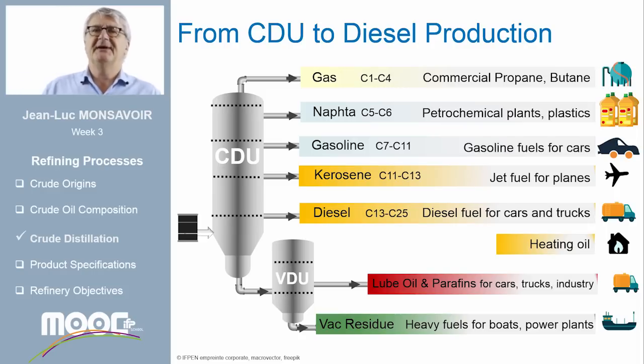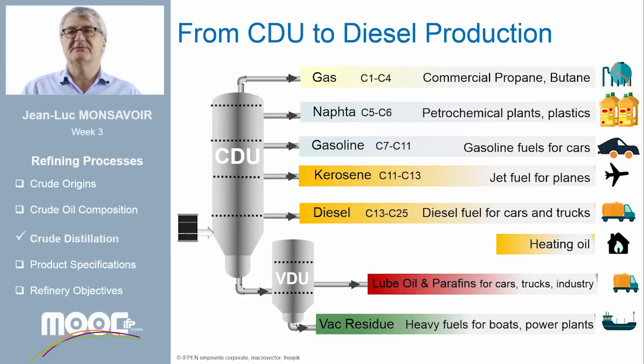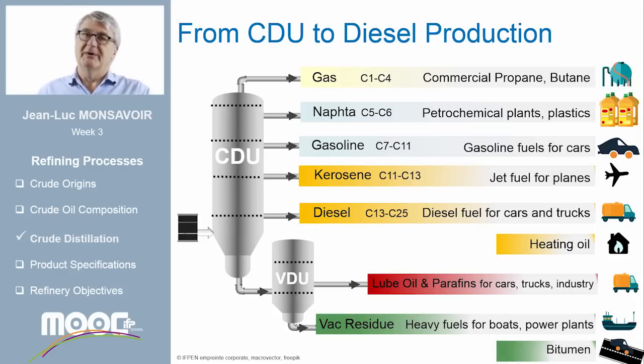This cut contains all the heavy hydrocarbons from the crude oil, with carbon numbers higher than 50. This cut is used to produce heavy fuels, for instance, for boats or power plants. It is also the base used to produce bitumen for roads and motorways.